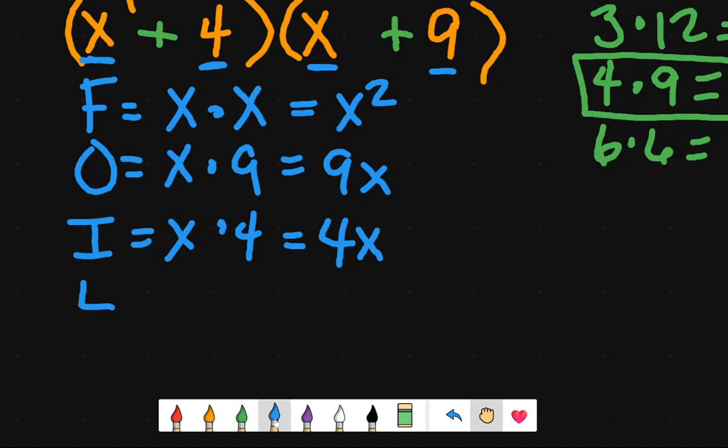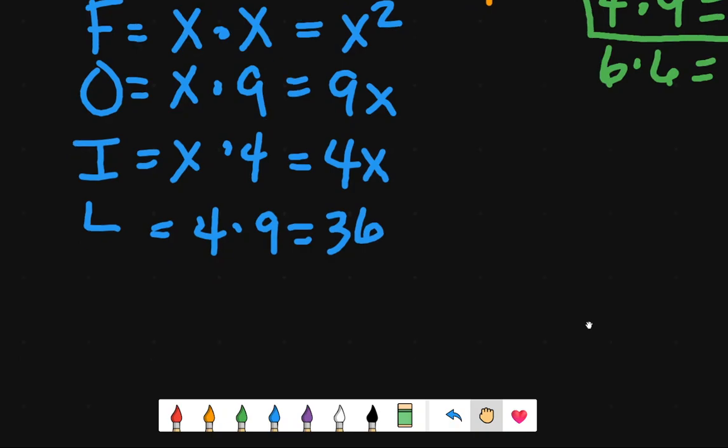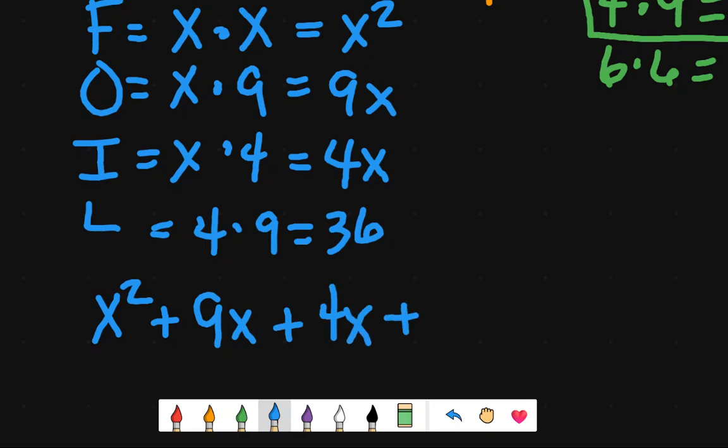So let's do that here. We'll say 4 times 9, which will give us 36. Now, if we were to write this all out in expression form, we'll have x squared plus 9x plus 4x plus 36.